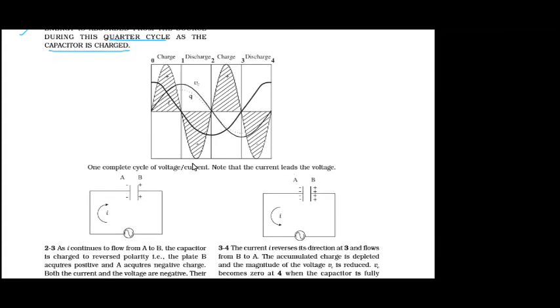Now in the graph we see in 0 to 1 what happens, it is charged. In 1 to 2 the power is negative and it is discharged. Again 2 to 3 it is charged and 3 to 4 it is discharged. This shows one complete cycle of voltage and current. Note that the current leads the voltage. Here current leads the voltage by pi by 2. Remember.